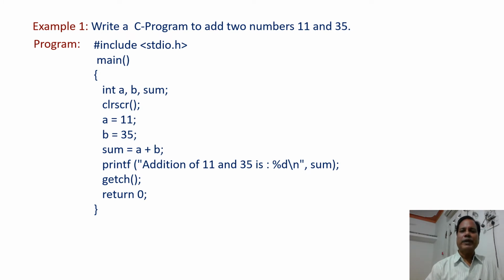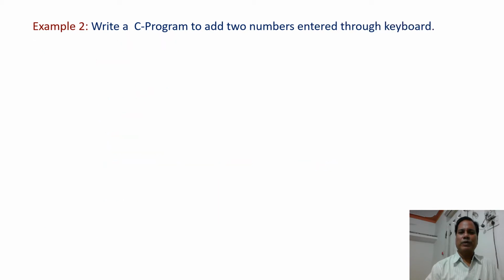So in this way, we retain the code. Now when this code is executed, we get the output like this one: Addition of 11 and 35 is 46. So in this way we just discussed how two integer numbers are added, or we can say that for addition of these two integer numbers, how we can write a C program.